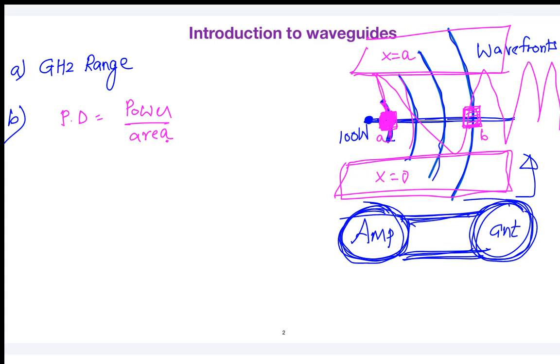Then what will happen in that case? Even if you take the same area here and the same area very far, since there is no loss of power, the power density is completely going to be uniform. Are you getting my point?